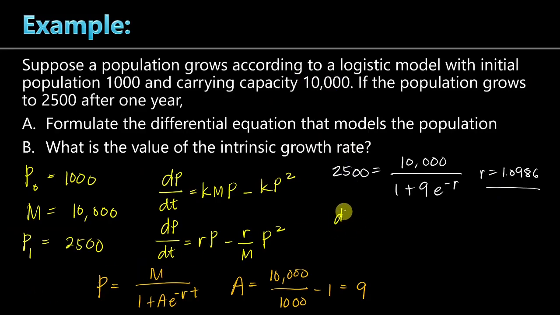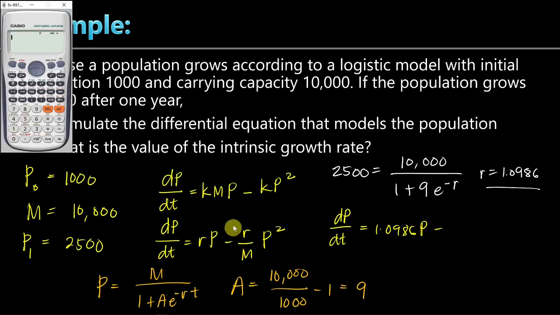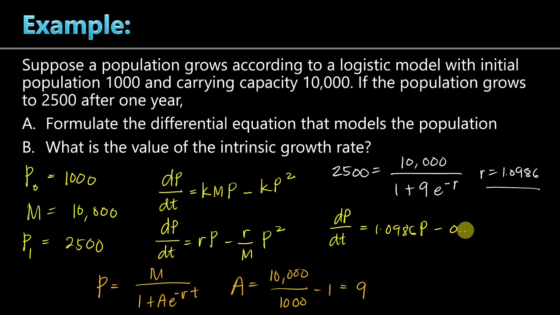Gawin natin kulay yellow. dp over dt is equal to, ito yon, 1.0986 times p minus r over m. Sa calculator natin, yung r natin is yung a, tapos yung m natin is 10,000 exponent 3. Yan. So, we have 1.0986 times 10 to the negative 4. Diba? Or 0.0001096. Ayan. Times p squared. Okay. So, this is now our differential equation. Kung gusto mo, common factor pa rin siya.